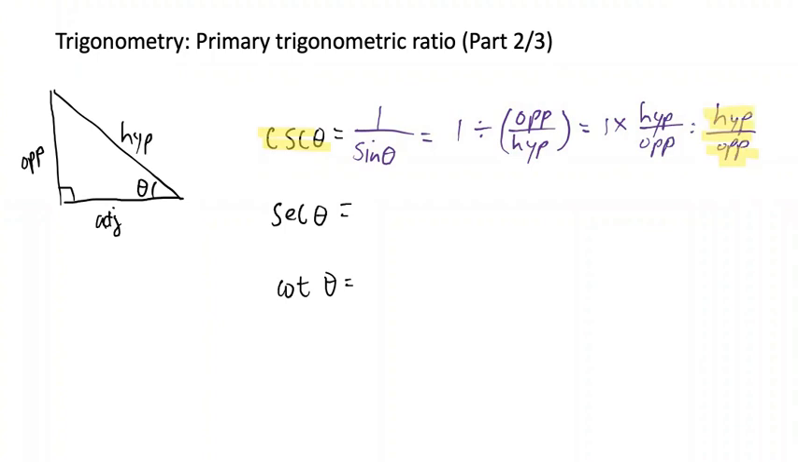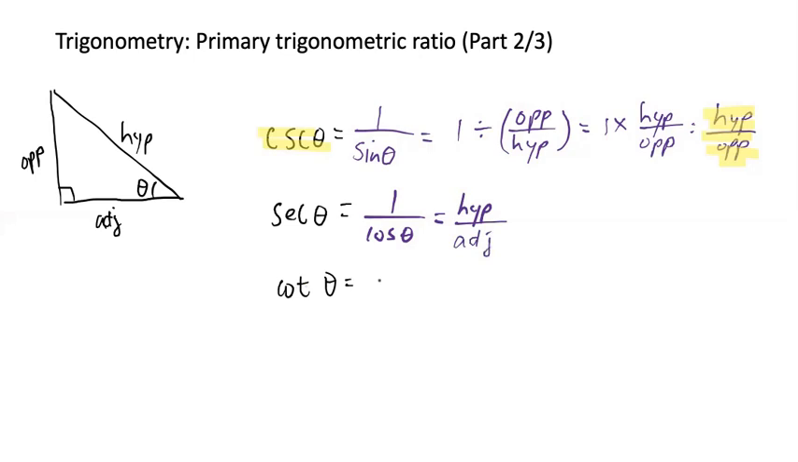So let's look at another one, secant. Another way to write secant would be 1 over cos theta. And let's use a shortcut. Do you notice that for cosecant, we just flipped it? We flipped the opposite and the hypotenuse. So in here, for secant, we can just go hypotenuse over, oops, not cos, hypotenuse over adjacent.